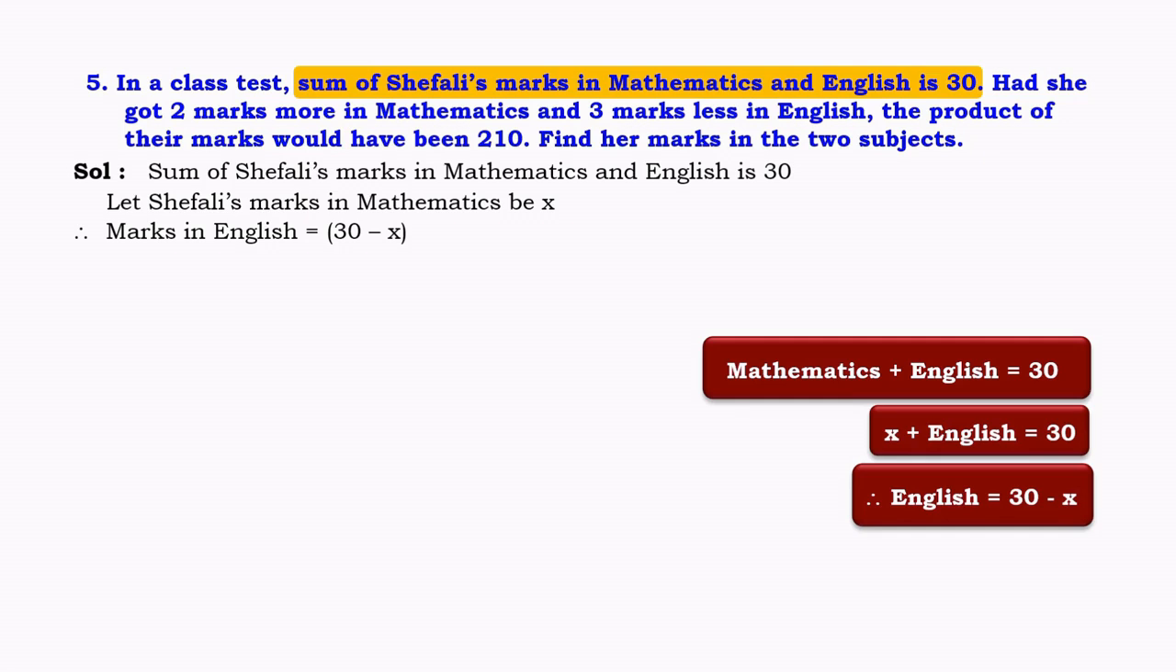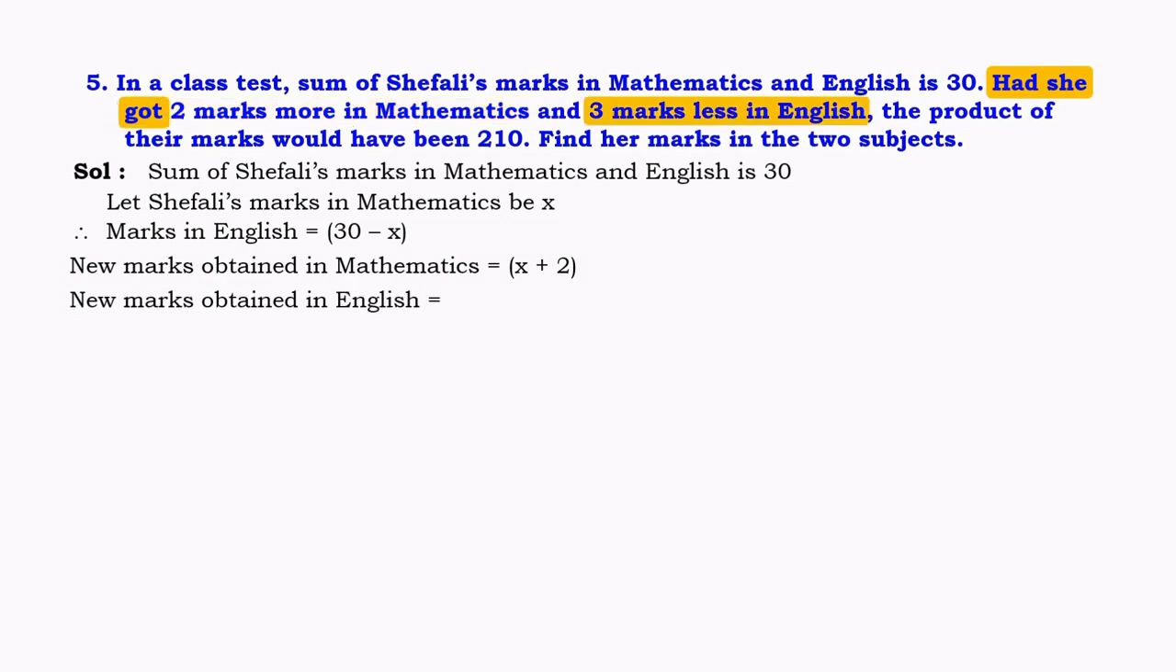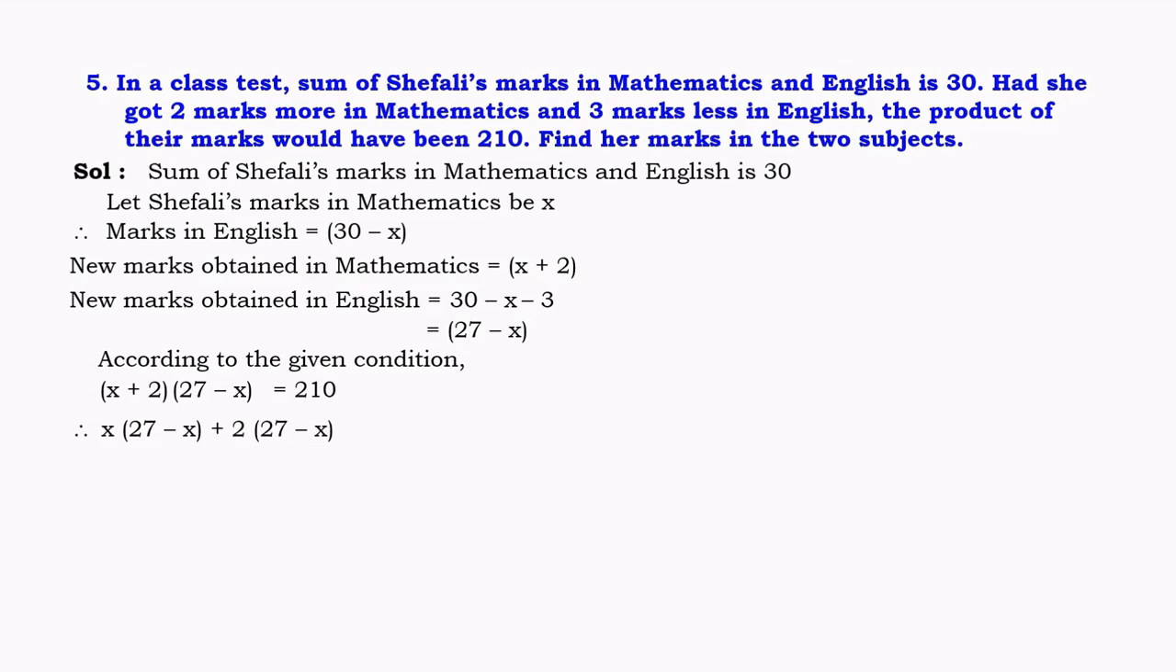Now let us use the second condition given in the question. If Shefali had scored 2 marks more in mathematics, her new mathematics marks would be x plus 2. If she had scored 3 marks less in English, her new English marks would be 27 minus x. According to the question, the product of these new marks would be 210. So, we form the equation x plus 2 multiplied by 27 minus x equals 210.